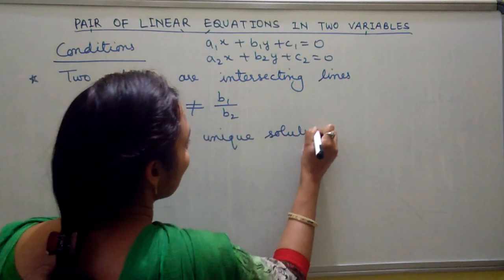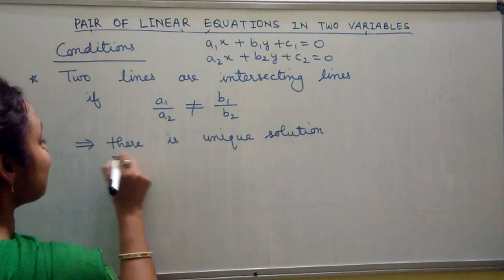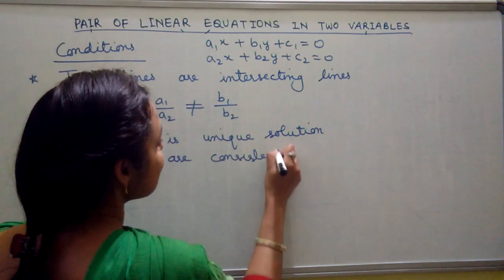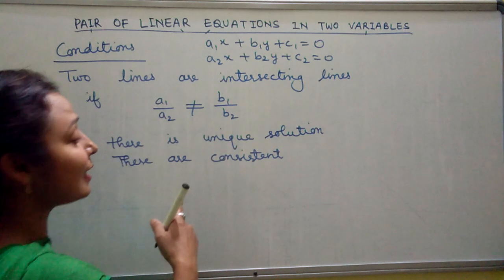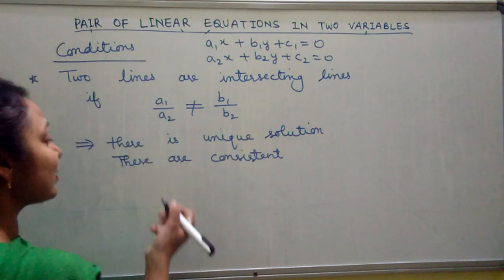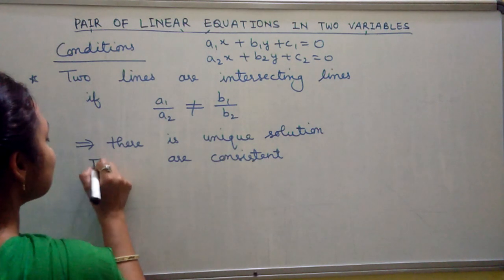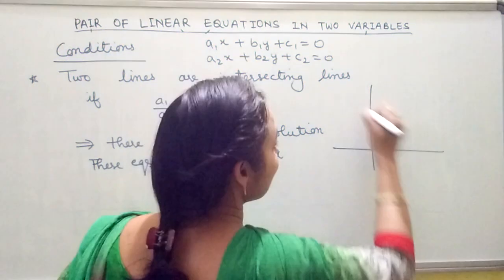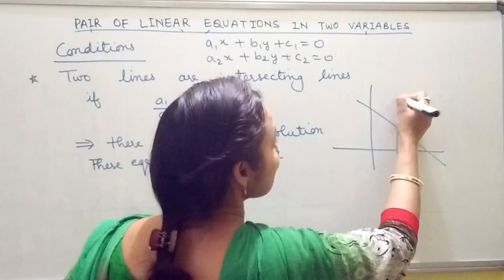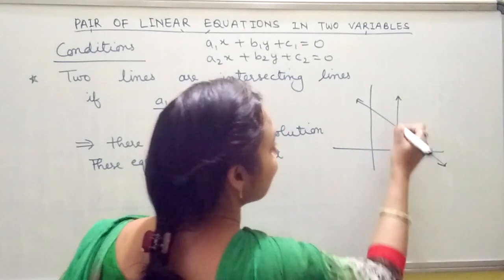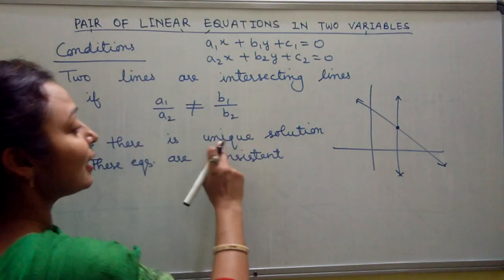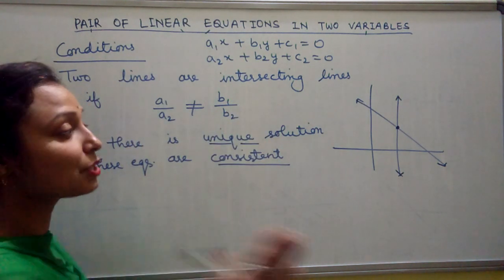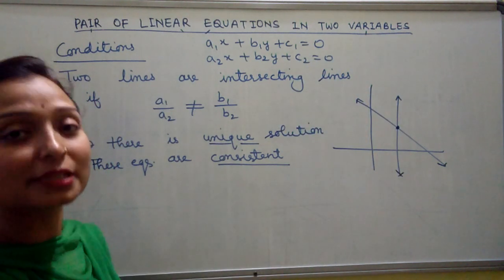Okay, and these are a consistent system. These equations are consistent. That means if the lines are intersecting lines, there is only one solution that we get from the intersecting point. Unique solution is there, the system is consistent, and this condition is for intersecting lines. This is the first condition of the graphical representation.